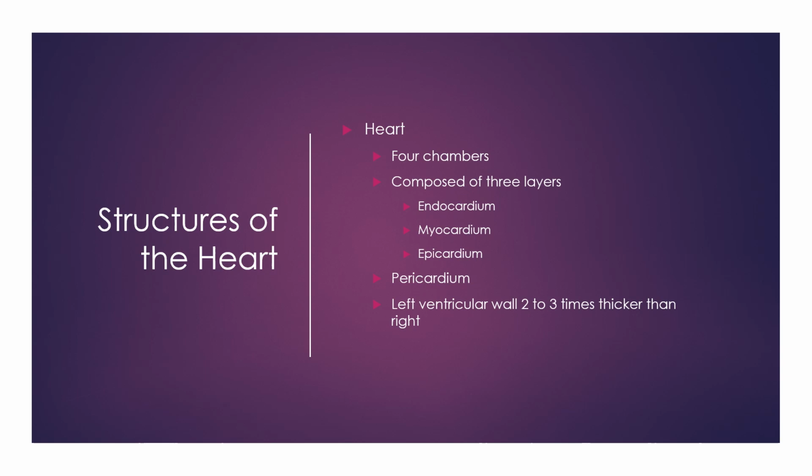The pericardium consists of 2 layers. You have the inner layer that's called the visceral layer, and then you have the outer layer that's the parietal layer. Then you have a small amount of pericardial fluid that lubricates the space between the pericardial layers. That's called the pericardial space, and it prevents friction between the surfaces as the heart contracts. Your left ventricular wall is 2 to 3 times thicker than the right.